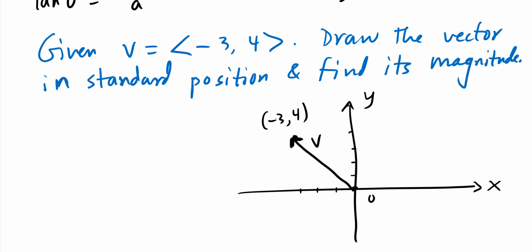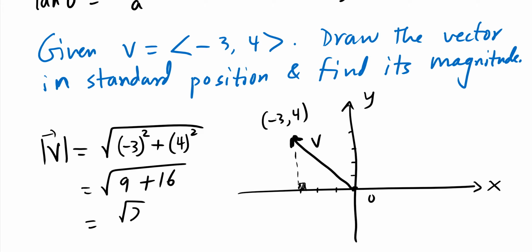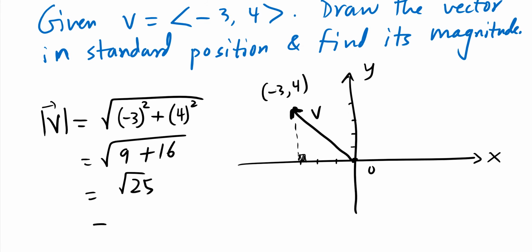If you want to find the magnitude, regardless of whether you drop the height as I just did or not, the magnitude of v is always the square root of the x component squared, don't forget to square the negative, plus the 4 squared, because that's a distance. So that's the square root of 9 plus 16, which adds up to 25, and that gives us the magnitude of the vector is 5. That's just so you can see a vector.